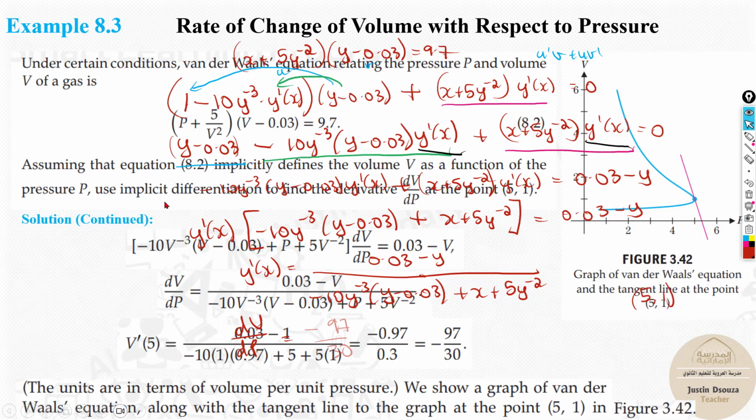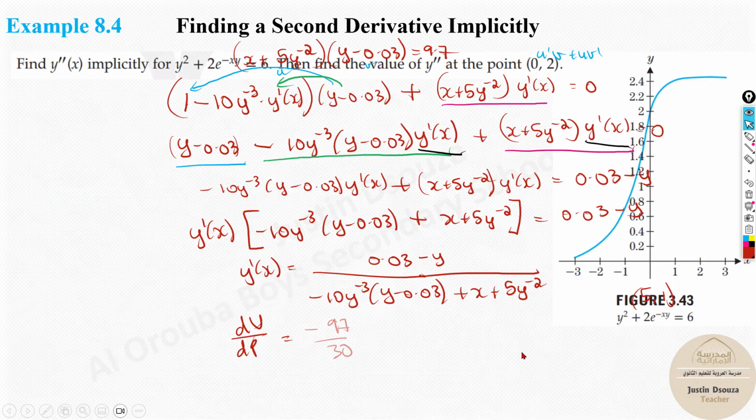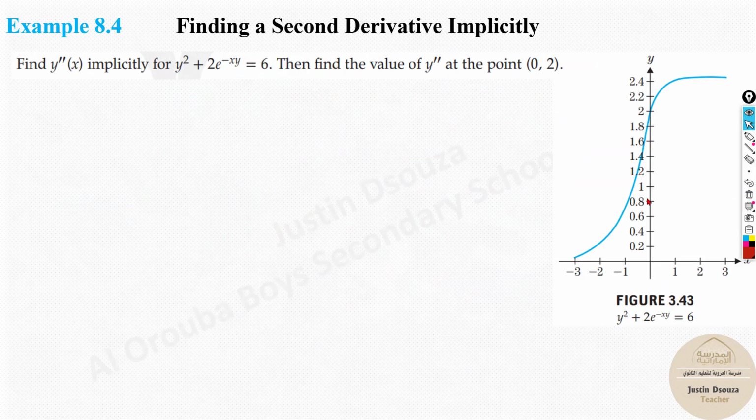You must be very careful after you do the derivative. You basically just substitute the x and y values and find the answer. It's negative 97 divided by 30. So that is that. And now we go to a crazy part, that is double derivative of implicit functions.